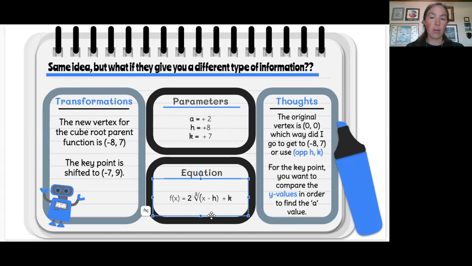So this would be 2. Again, we don't need the plus. The H is supposed to be positive, so we're going to put positive and then 8. And then our K value is positive 7. And so we would put it in that way.